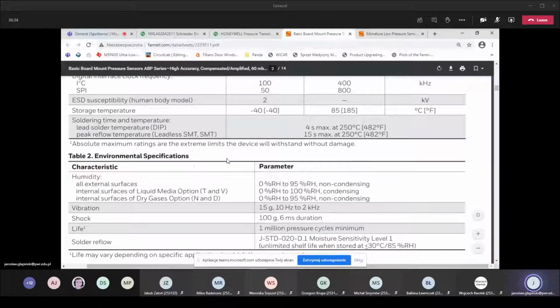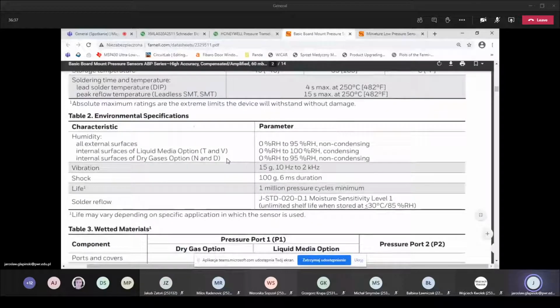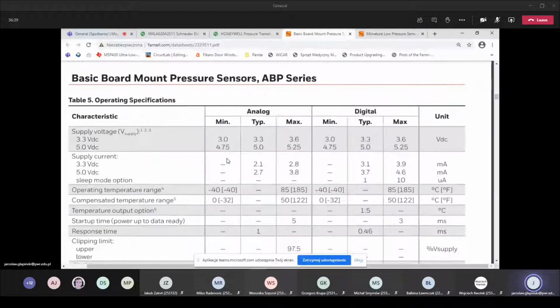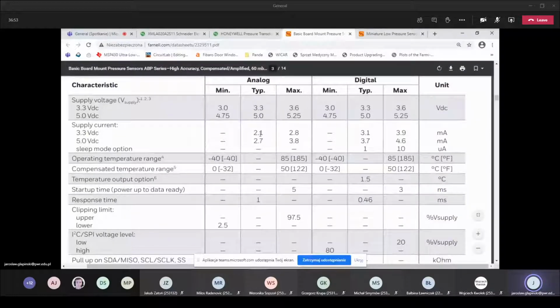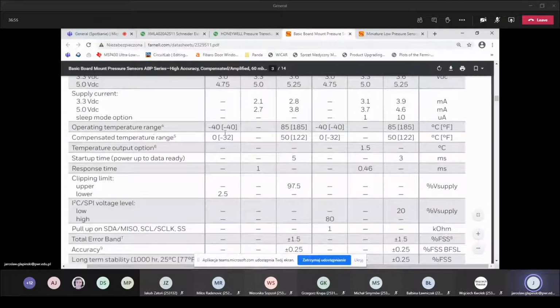Okay, so this is better. So we've got a documentation of the sensor. As you can see, usually it's a voltage supply. This is the current this sensor needs, and operation temperatures, compensated temperature. So we must find out if it is compensated or not. Here we can see that it is compensated up to 50 Celsius degrees.